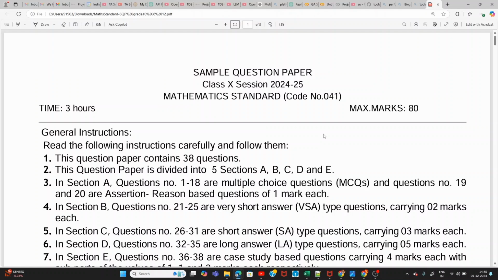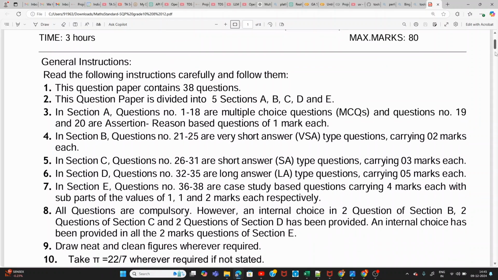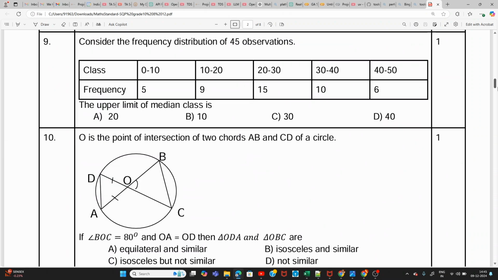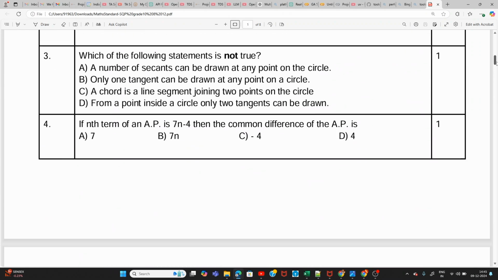Today we are going to discuss the questions from the chapter circles and areas related to circles, and we are taking this question paper. This is a standard question paper from the CBSE site.